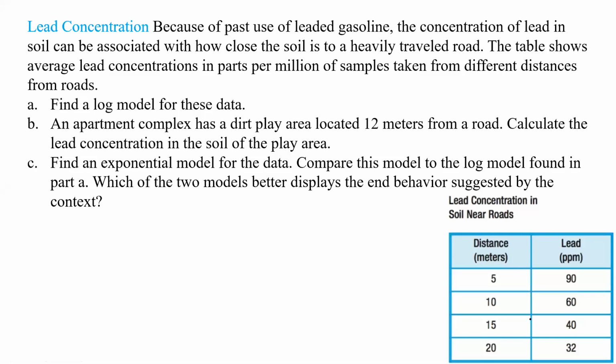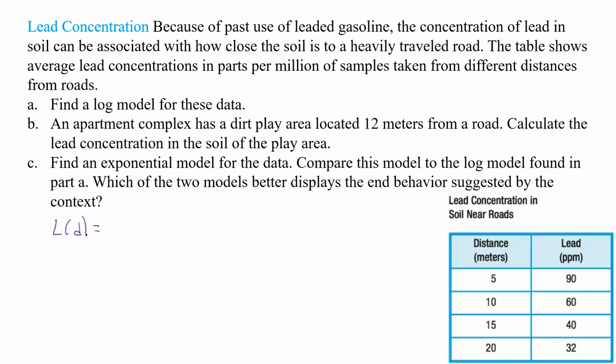So we can see down here in the corner, lead in parts per million and meters from the road. And so we're supposed to find a log model for the data. We're going to have some L of, let's call it D. That's going to be our model. So kind of lead, but L of D.